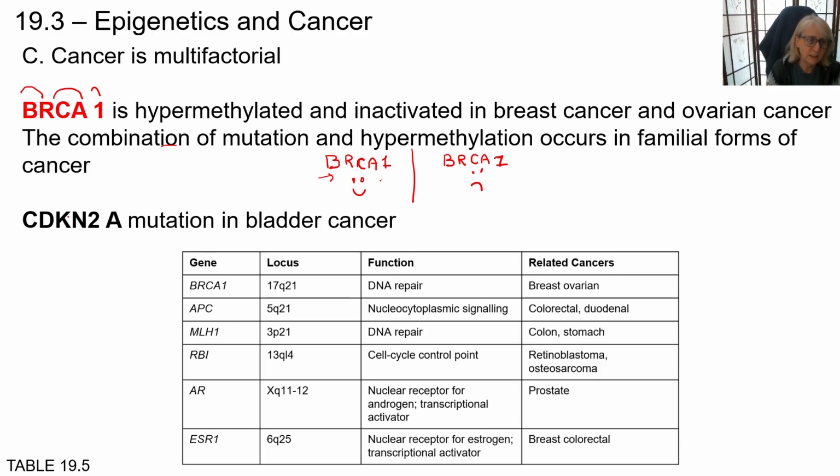We also have the CDKN2A mutation in bladder cancer. I think the BRCA1 is more recognizable for you, but if you want to look at the list of things that we know are involved in hypermethylation that are supposed to be regulating normal mitosis and making sure you're doing mitosis correctly, I have a list of the genes that we know regulate that and what happens when they do not work. Broken result.